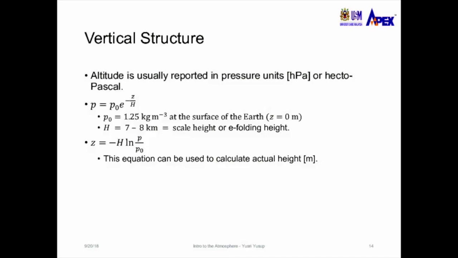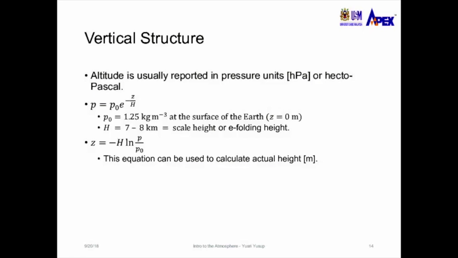We can calculate the pressure with height by using this equation. P equals P naught times exponent of minus Z over H, where P naught is the density of the air at the surface of the Earth, where Z equals 0, which is roughly about 1.25 kilograms per meter cube of air.